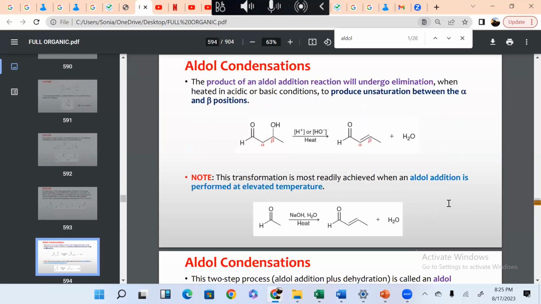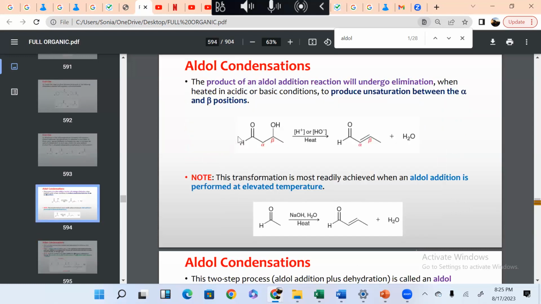So the question was actually on aldol condensation. An aldol addition product will undergo elimination when heated in acidic or basic conditions to produce unsaturation between the alpha and the beta positions. So now we've started with aldol addition so that we can come and look at aldol condensation. The product of this aldol addition is what undergoes elimination when heated in acidic or basic conditions to produce unsaturation between the alpha and beta positions.